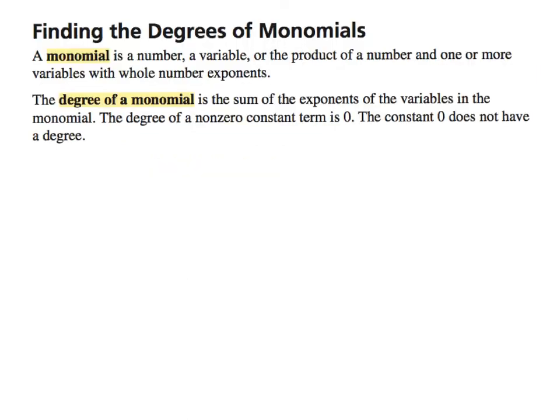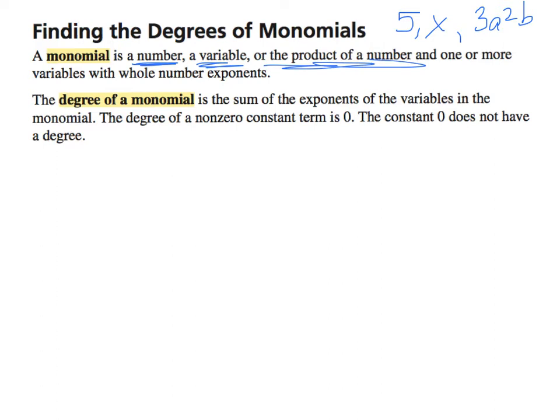All right, let's talk about how do we find the degrees of a monomial. First thing we need to look at is what is a monomial. A monomial is a number, which could be like 5. A variable, which could be x. Or the product of numbers and variables. So this could be 3a squared b. 5 represents your number or your constant, x represents your variable or your letter, and 3a squared b represents the product of a number or one or more variables with whole number exponents.